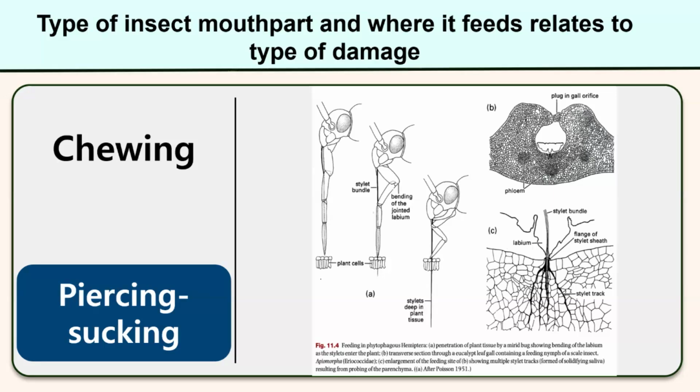And so what we'll see in a little bit is that one type of damage from our piercing sucking insects is yellowing of the plant tissue. When they're tapping that straw into the plant tissue, they're sucking up some of that chlorophyll with it and lightening our plant tissue.